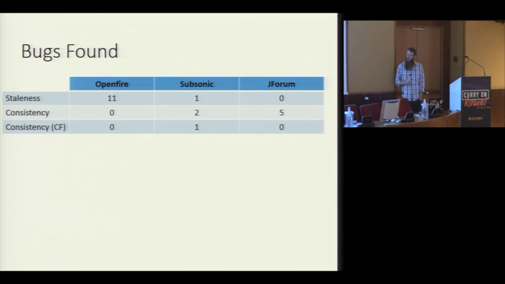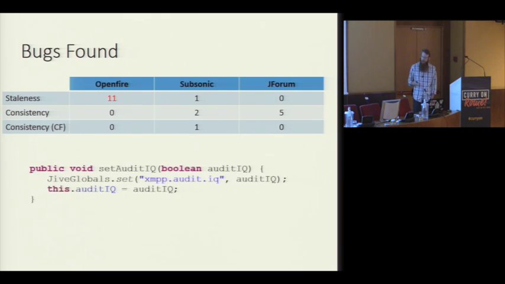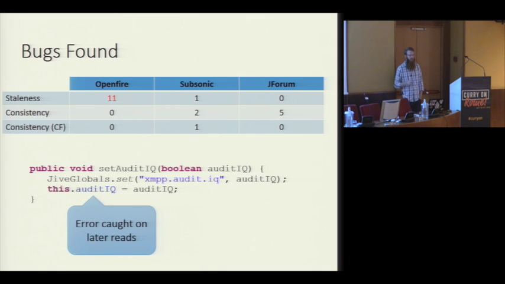So we found bugs in all of our evaluation targets. For OpenFire, most of the staleness violations that we found were the result of this very problematic update idiom, where we have this configuration value that is being updated in the underlying program abstraction and then cached into an object field. But this isn't done atomically, so the audit IQ field here becomes out of date with the underlying software configuration. And this error will be caught on later reads of this audit IQ field.